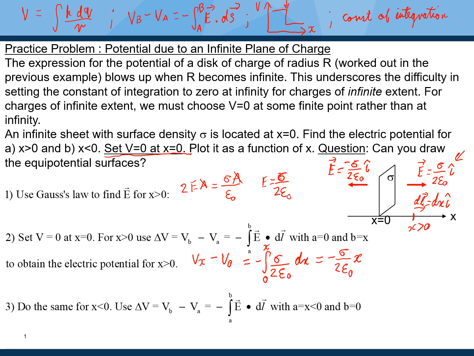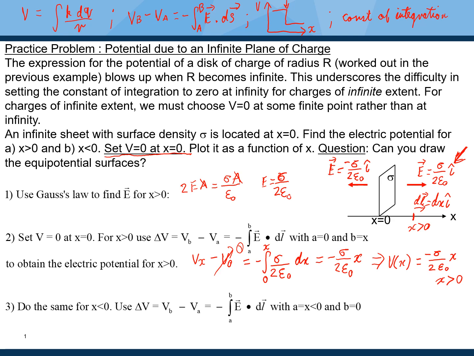Now notice that we've been told that V at x equal to 0 can be set to 0. So we set this to be 0, and we obtain the potential as a function of x to be equal to minus sigma over 2 epsilon naught times x for x greater than 0. Notice that if we take minus dV by dx, we basically retrieve the electric field for x greater than 0, which is exactly as expected, and that is a very good thing.